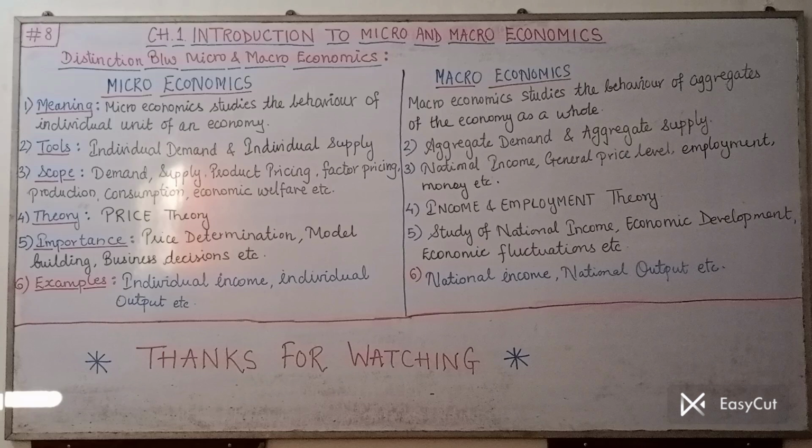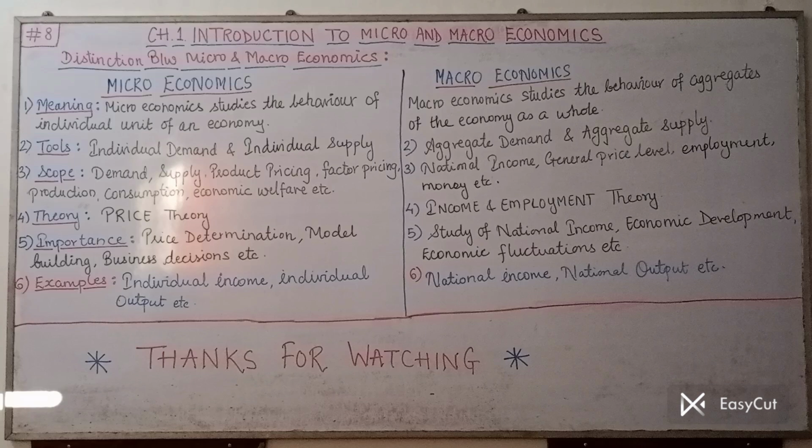First point, meaning. Microeconomics studies the behavior of individual units of an economy. It is on the small level, so it is about individual units. Whereas macroeconomics studies the behavior of aggregates of the economy as a whole. That means under macroeconomics we are studying the economy on a wider, bigger level. So it is about the aggregates, that means total. We are studying the total economy as a whole, which is macroeconomics.